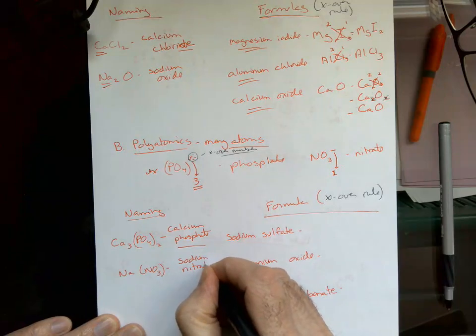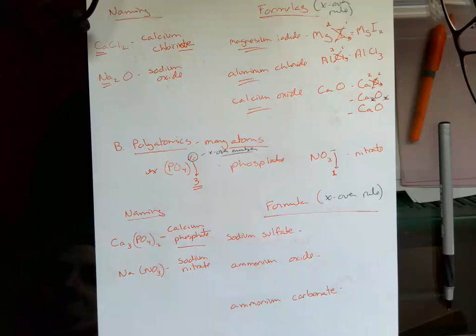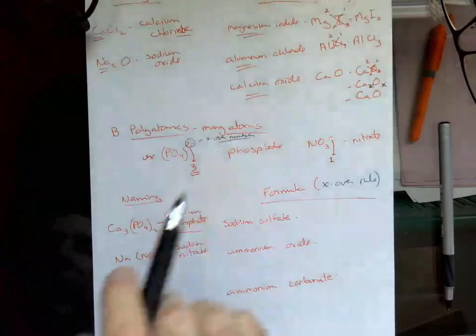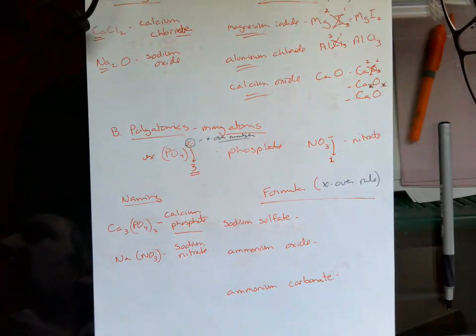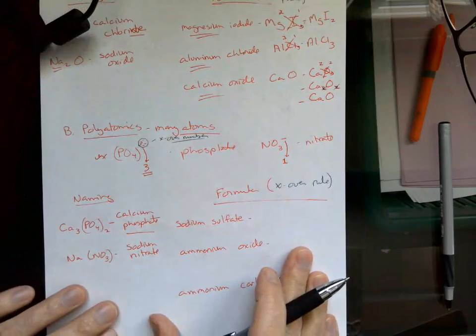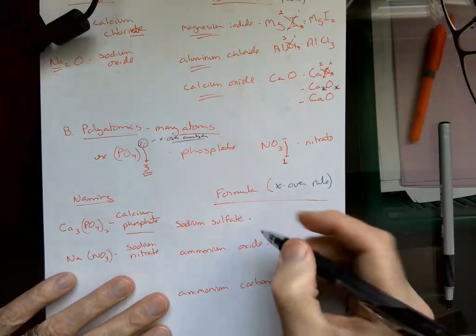Sodium nitrate. So you just name it. That's your rule for naming. If you're naming simple ionics or you're naming these polyatomic ionics, then just name it. Now, for the formulas, you do the crossover numbers.